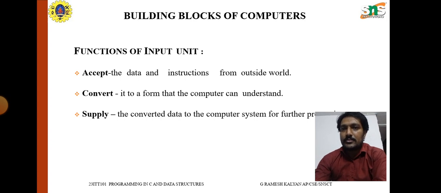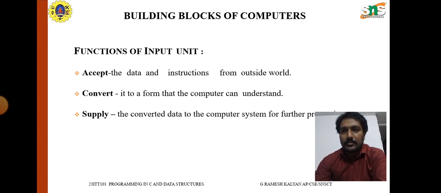So what are the functions of an input unit? First one accept, second one convert, third one supply. As we saw previously, accept the data and instructions from the outside world; the computer accepts and allows the data from the users. The next one is convert. The user gives an input, and this input is converted to the machine readable code, and that code only can be understood by the computer.